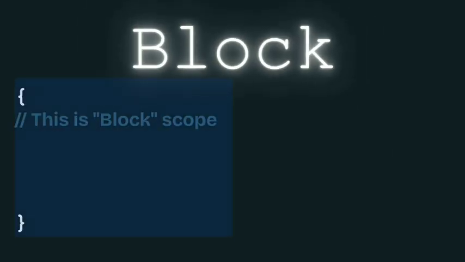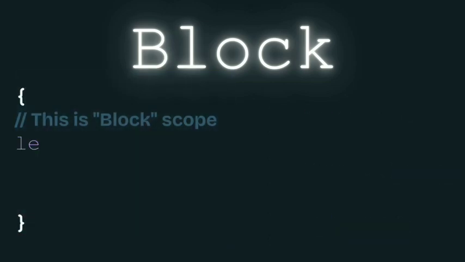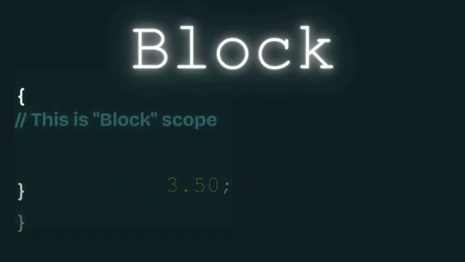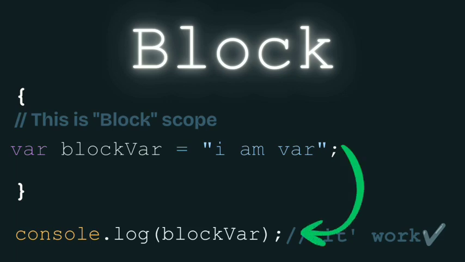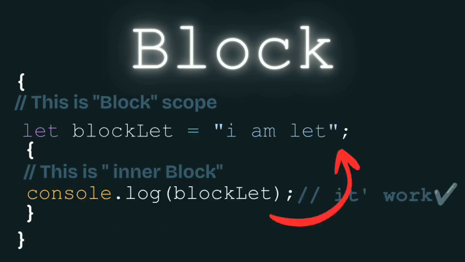And last is block scope. Any section of your code enclosed by curly braces becomes block scope, like if, else, for loop, object, etc. If you use let or const inside a block, then those variables can only be accessed inside that block. But for var, block scope doesn't exist. So we can even access a var variable outside the block. And there's one more thing about blocks, which is that an inner block can access variables from an outer block, but vice versa is not true. This is it for today.